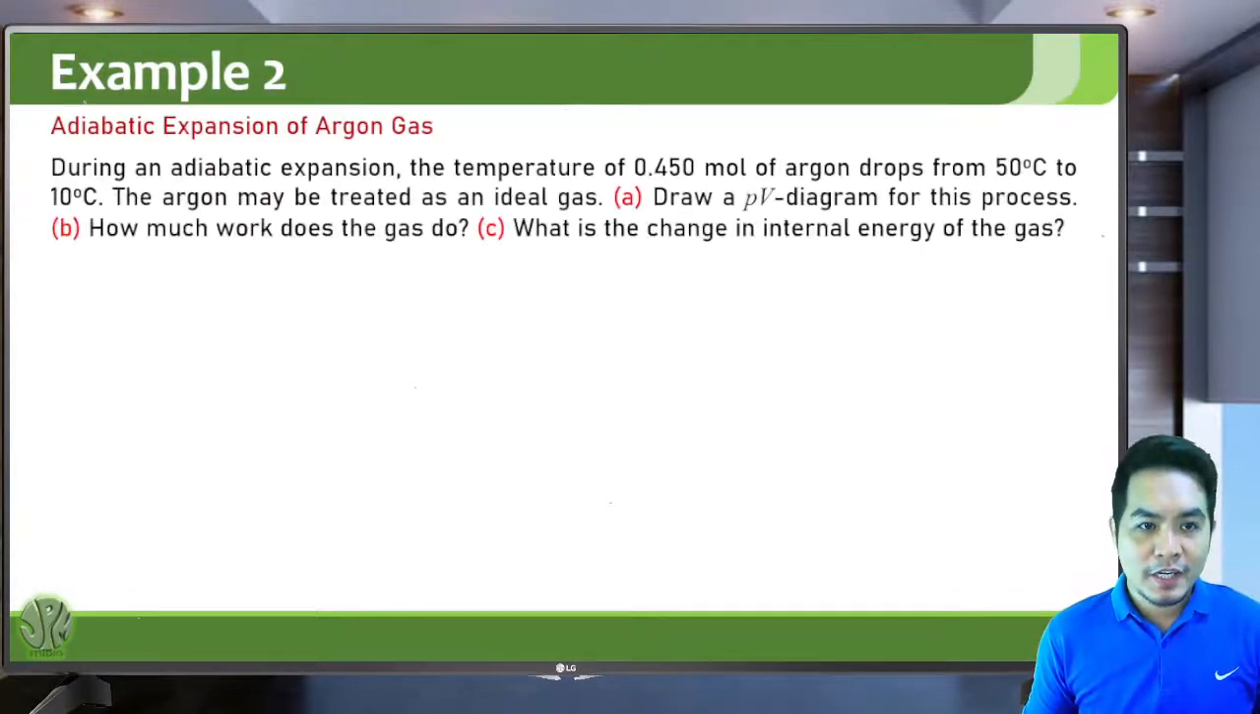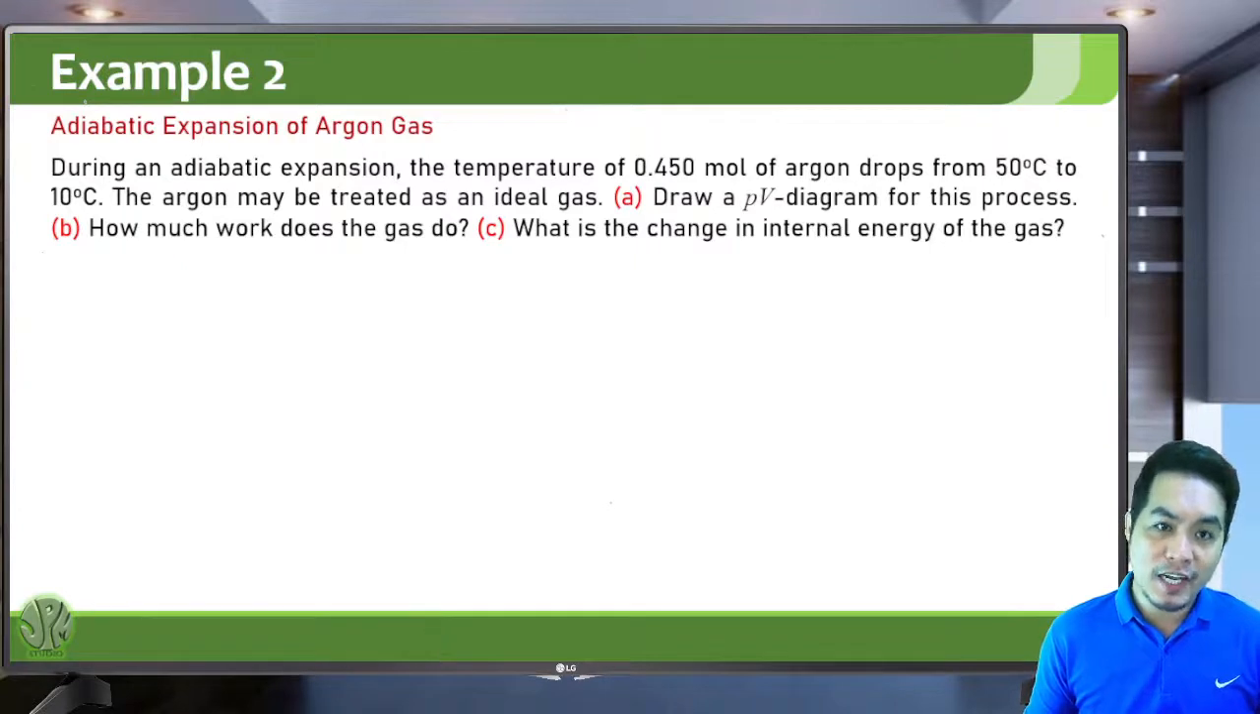Okay, another example. This is adiabatic expansion of argon gas. During an adiabatic expansion, the temperature of 0.450 moles of argon gas drops from 50 degrees Celsius to 10 degrees Celsius. So this is a negative change in temperature. The argon will be treated as an ideal gas. So draw a PV diagram for this process. How much work does the gas do? And what's the change in internal energy of the gas?